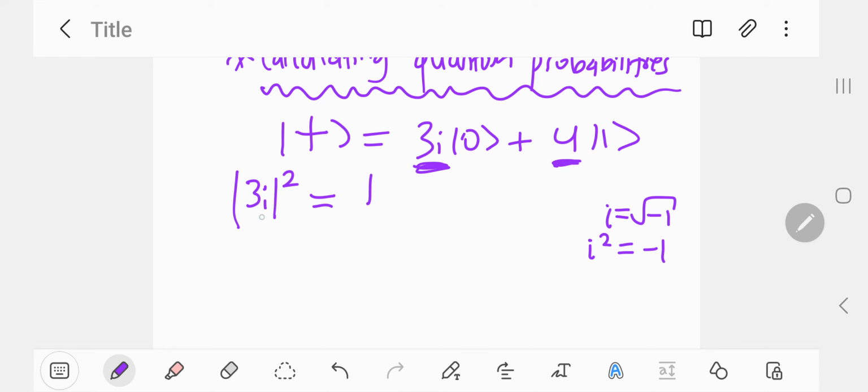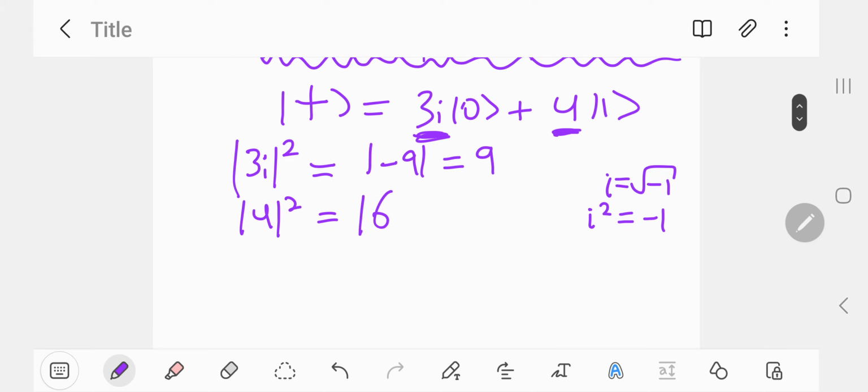So you have 3 squared, which is 9, times -1, which is -9. The absolute value of that is just 9. Similarly, the absolute value of 4 squared is just 16. If you add these two up, you get 25, which is not equal to 1. We find that the total probability is 25, which is impossible.